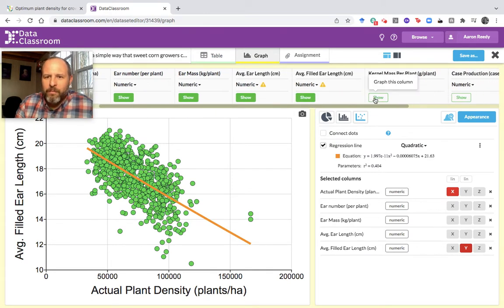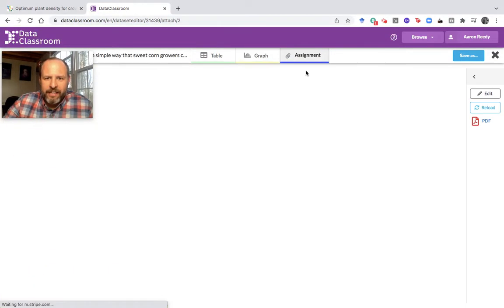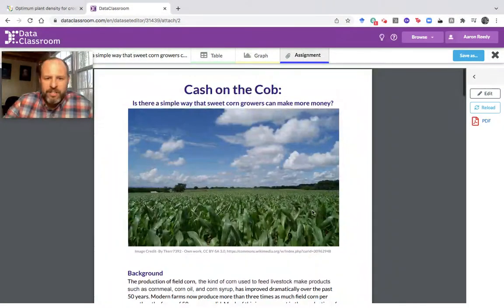And then we'll look at one more, which is kernel mass per plant. So this is like the total mass of corn kernels per plant. And we see same trend. So in all of these different measures, as density of plants in the field goes up, the amount of corn, the size of corn goes down. So production at the plant level goes down. So I'm going to flip back to the assignment tab for a second and look at our second question here.